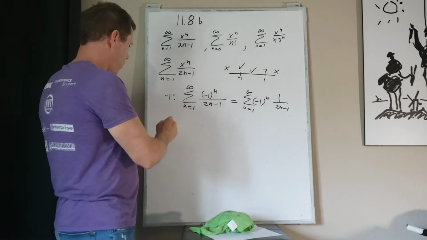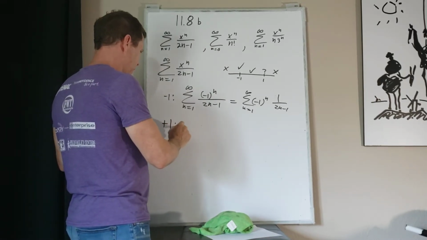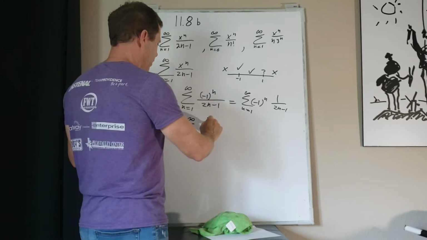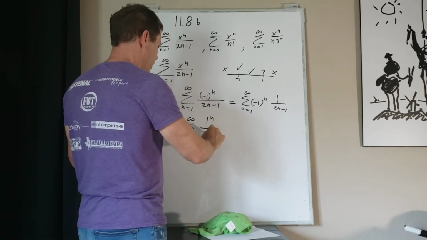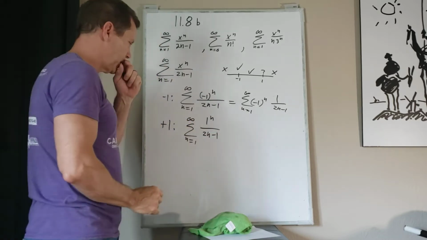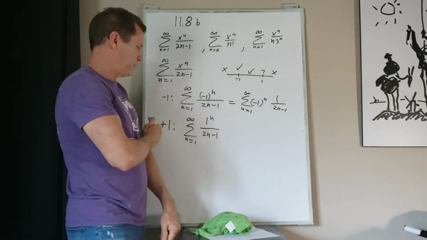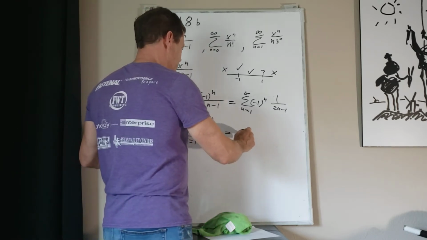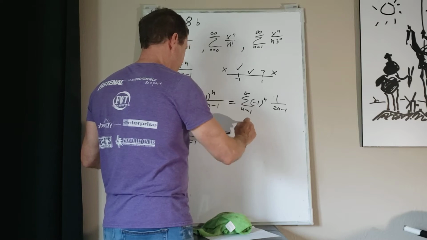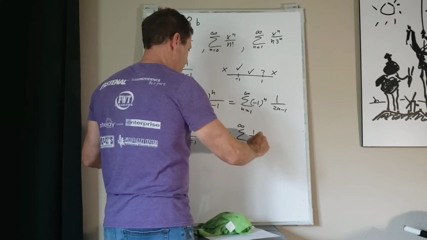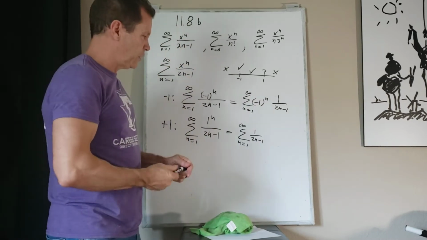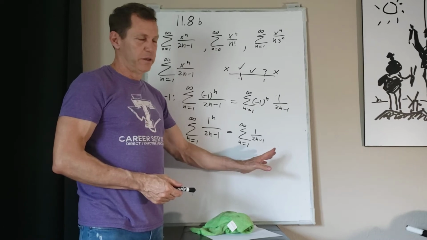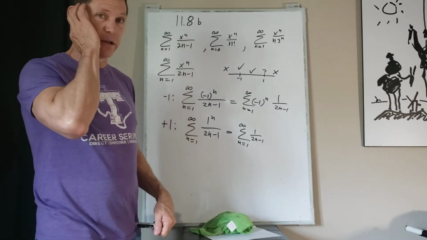Now let's check what happens at a = 1. Plug in a = 1, n equals 1 to infinity. Put in 1, you get 1 to the n over 2n minus 1. What do you think is going to happen here? This is going to equal the summation n equals 1 to infinity of 1 over 2n minus 1. What does that look like? That looks like 1 over n, basically. And so I believe this is not going to converge.